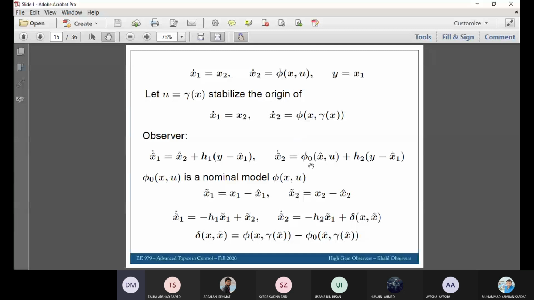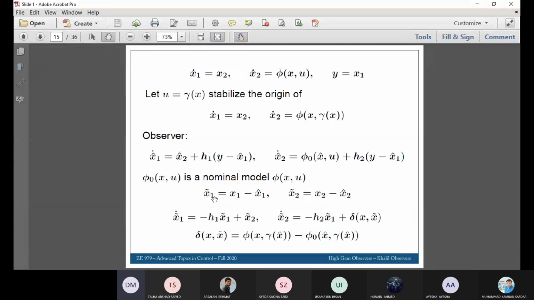In specific cases, there may be some discrepancies there, but we can always, as a rule, design via simulation first and then implement it once we have satisfactory results. Anyway, so phi naught is being included in the observer because this is what we are making. This is the actual system.